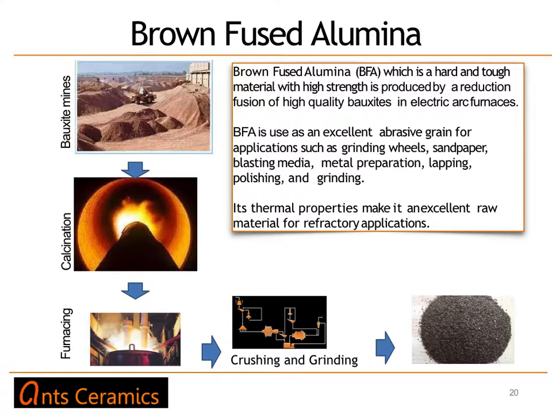This brown fused alumina is a very hard and tough material with high strength. It is produced by a reduction fusion of high quality bauxite in electric arc furnaces. These are used as excellent abrasive grain for applications such as grinding wheels, sandpaper, blasting media, metal penetration, and in lapping, polishing, and grinding applications also. Its thermal properties make it an excellent raw material for different kinds of refractory applications.